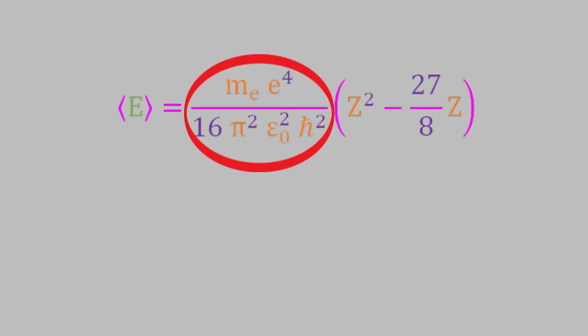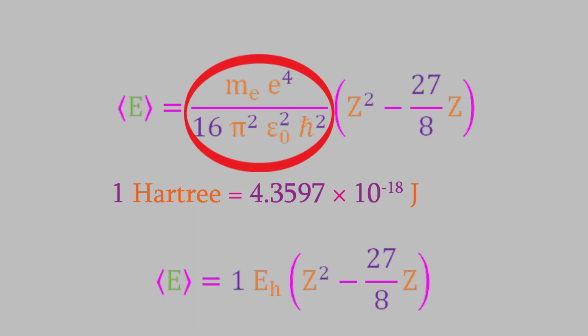Notice that the first group of numbers is all constants. In fact, it's the same group of constants that we saw when we talked about atomic units back in video 18. So these constants are equal to 1 Hartree, or 4.3597 times 10 to the minus 18 joules.